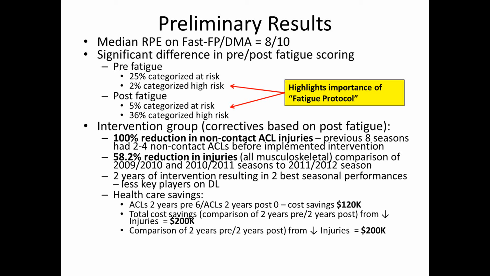As you can see from our pre-fatigue data, we only categorized 25% at risk and 2% at high risk. However, once we went through the fatigue protocol, we found that 36% were categorized as high risk and only 5% were categorized at risk. Based on our groupings and based on our post-fatigue data, that's what we based our correctives on. We had a 100% reduction of ACL injuries over the 2-year period and a 58.2% reduction in all other non-contact lower kinetic chain injuries, and that's from the lumbar spine on down.